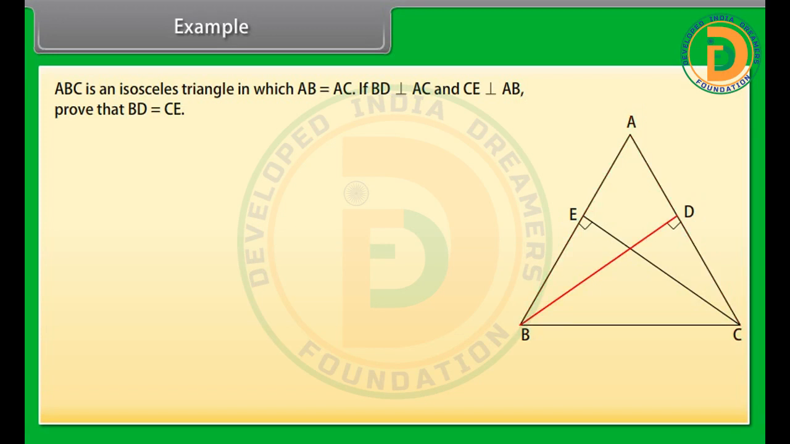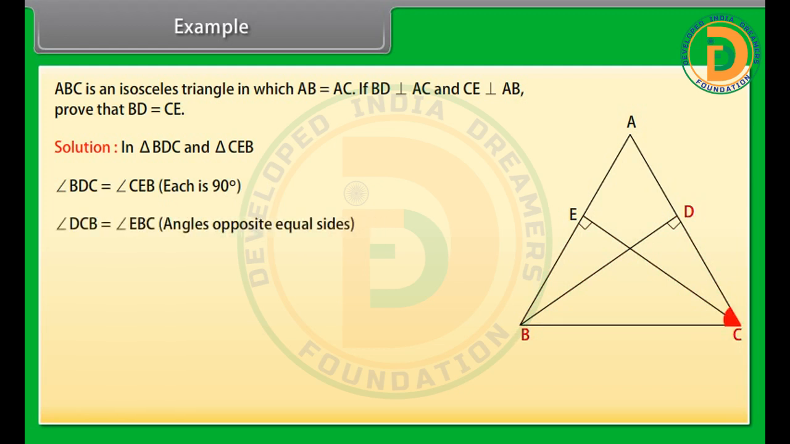ABC is an isosceles triangle in which AB is equal to AC. If BD is perpendicular to AC and CE is perpendicular to AB, prove that BD is equal to CE. Solution. In triangle BDC and triangle CEB, angle BDC is equal to angle CEB because each angle is 90 degrees.